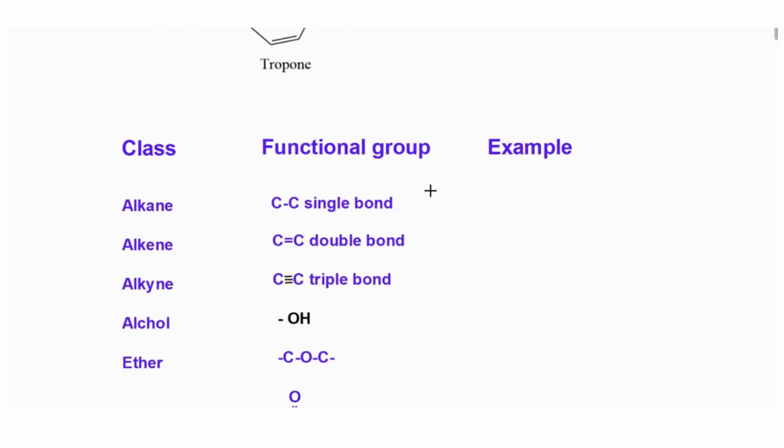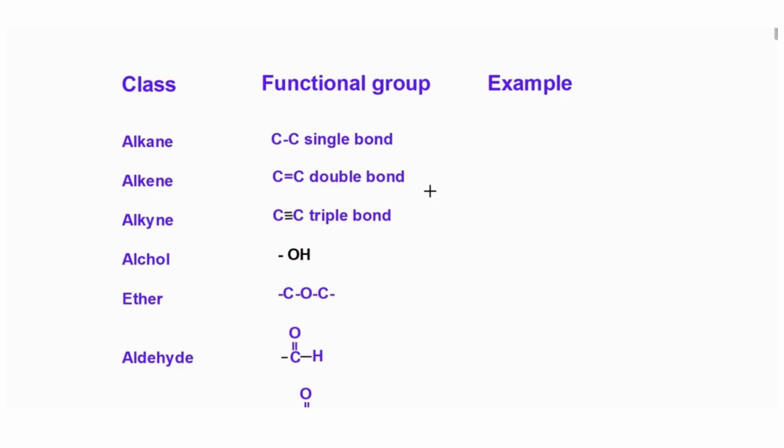Now let us see the second category, how compounds are classified based on the functional group. Let us take this example. These are the different classes. Alkane: mostly it contains carbons connected with single bonds. For example, like this, this is butane. You see, all the carbons are connected with single bonds. So those compounds are called alkanes.